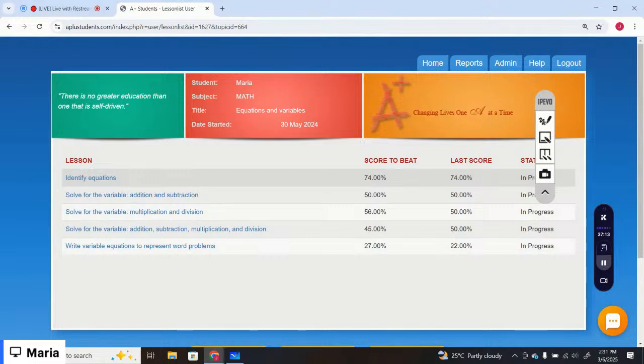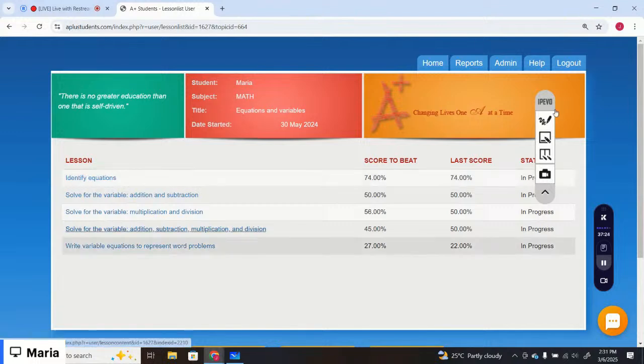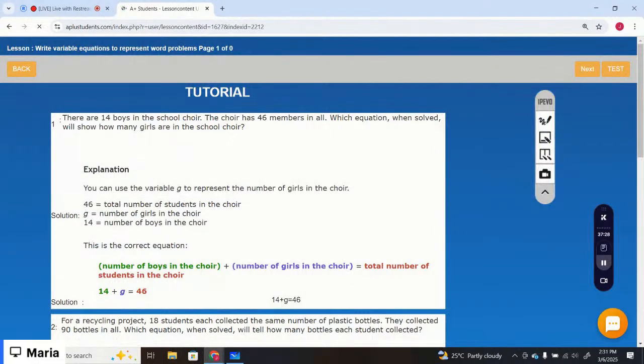So for the variable addition, subtraction, multiplication, and division, you have to do on your own. That's exactly the same as the two lessons we just finished, right? The next one is write variable equations to represent word problems. Let's just start with the test questions.